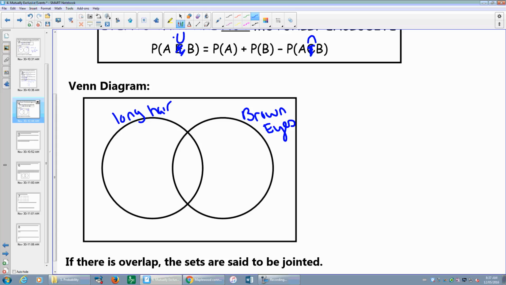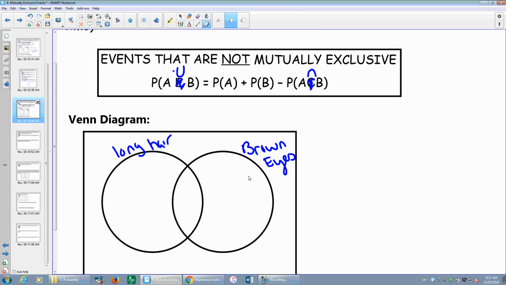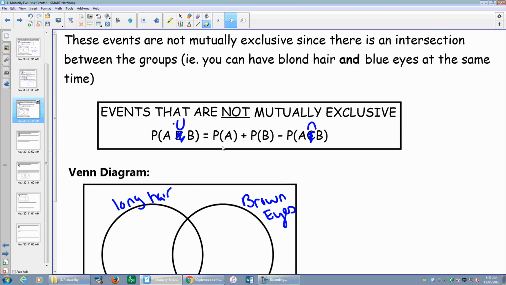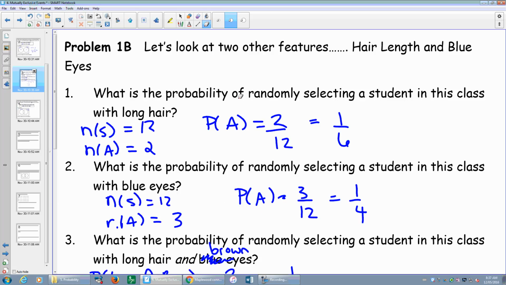So when I did this, my Venn diagram here, I'm going to have long hair in one circle. We'll have brown eyes in the other circle. So how many students did we say had long hair? 3? 2? Ooh. So I always start with the intersection. My intersection, I can't remember the numbers. I have a bad short-term memory.